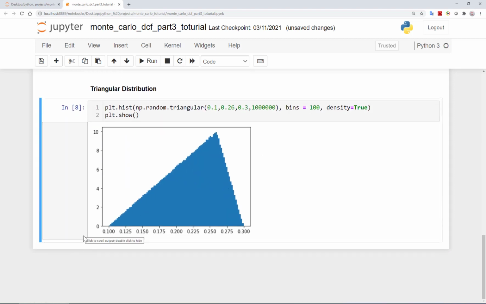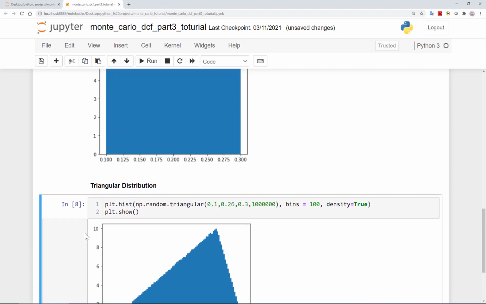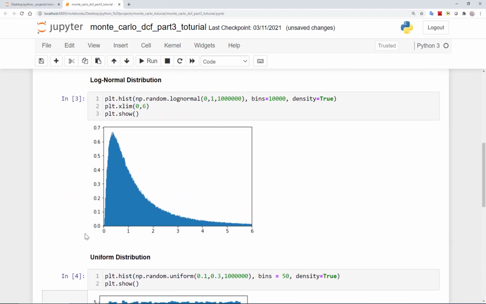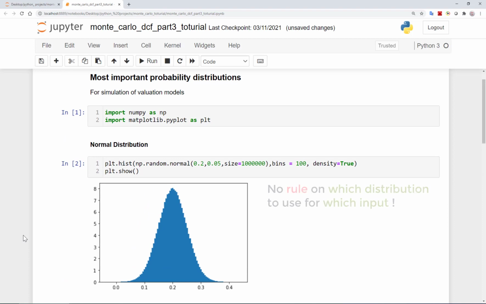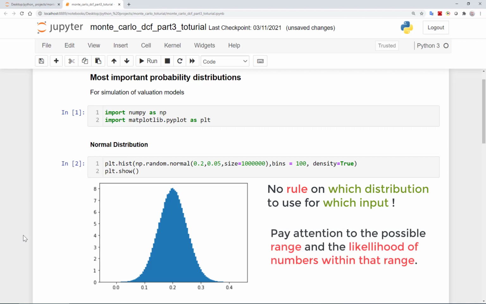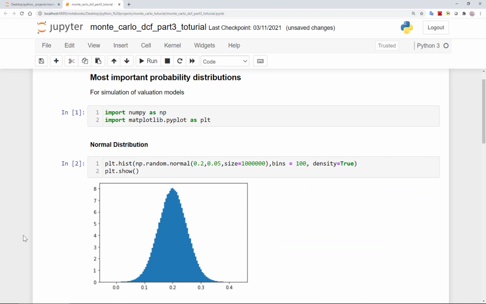And so now that you know the characteristics of these three distributions, you should be able to model almost every important input we typically have in a valuation model. There is no rule on which one to use for which variable, but as I discussed, some distributions may be more suitable for some variables depending on the possible ranges and the likelihood of values in the range. All distributions we discussed here are symmetric distributions except log normal, but you can of course have asymmetric distributions as well that we will cover hopefully in future videos.